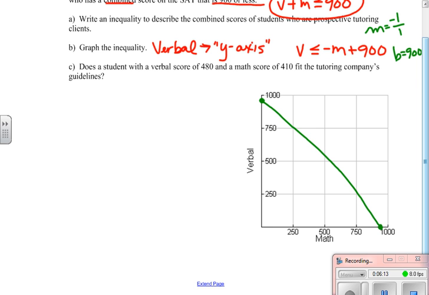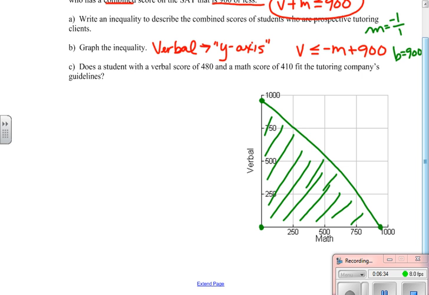If I score 899 on my verbal, I can only get 1 point on my math, and so we can connect the dots. Now, this is an inequality, and I could test again. Is 0, 0 less than 900? Yes. But common sense should also tell you that it's these scores underneath, because we're looking for something lower than in combination. So that's our boundary, everything below. There's no negative quadrants out here because it doesn't make sense to get a negative score. So we're only talking positive answers.